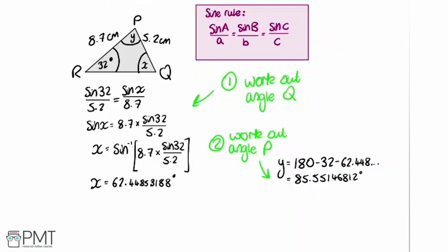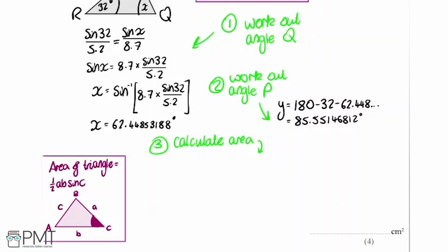85.55146812 degrees. So what we're going to do is use this formula for the area of a triangle, which says the area of a triangle is half ab multiplied by sine C. And if you think about it in this triangle here, we've got the angles A, B, C, and then the sides corresponding to that are the ones opposite to it.